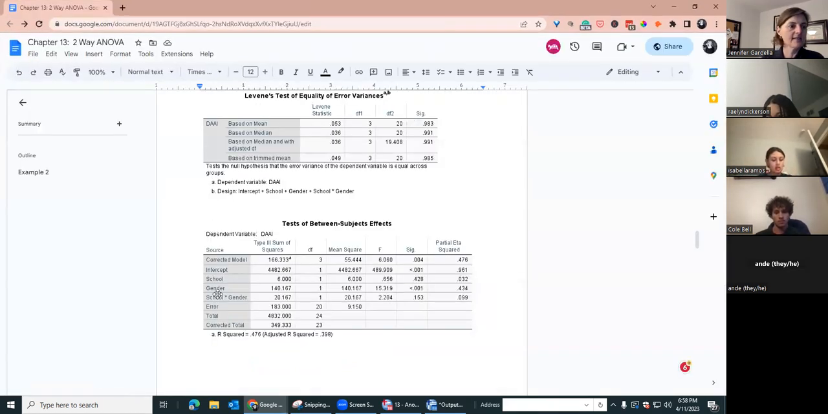This is the F test on gender. P is less than 0.001, so that's significant. P on school is not significant. P on interaction is not significant. We'll get to those in a minute.